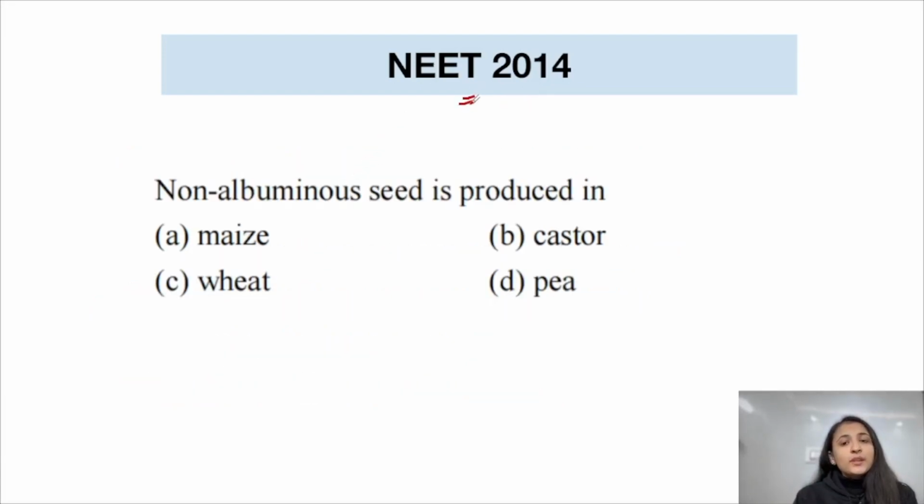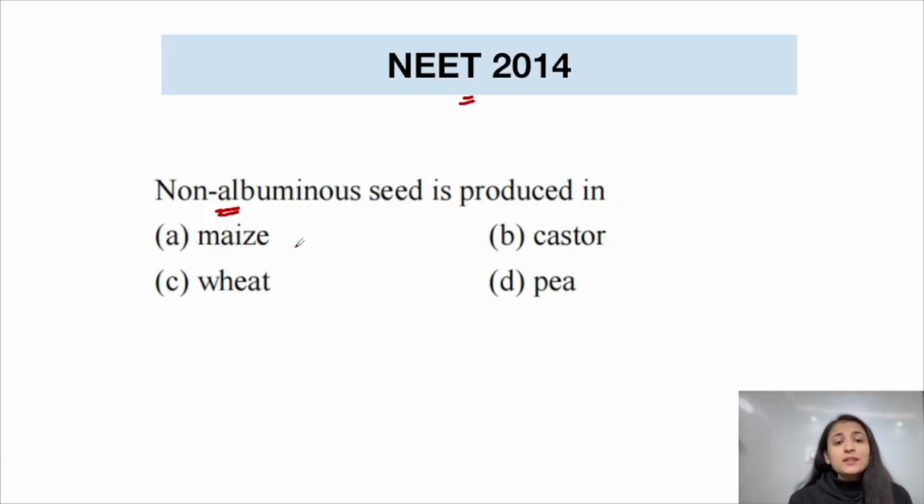This question again is from NEET 2014. A non-albuminous seed is produced in maize, castor, wheat or pea. Non-albuminous seed means non-endospermic seed. These are just different terms for the same concept. Endospermic seeds are also known as albuminous seeds, and non-endospermic seeds are also known as non-albuminous seeds. So non-endospermic seeds are produced in maize, castor, wheat or pea.